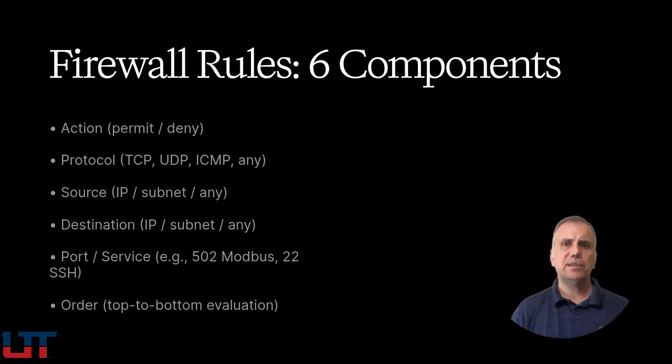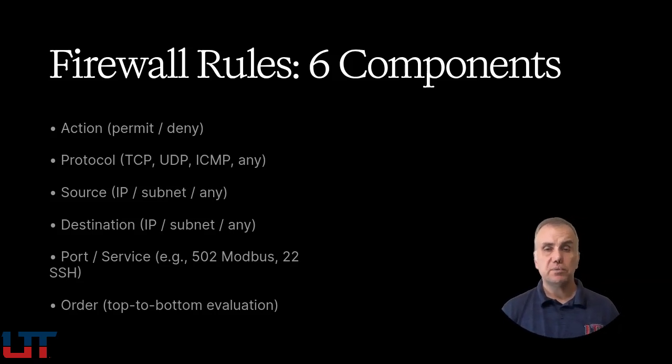A firewall rule has 6 components, and every rule in every firewall uses some version of these same elements. First, we have the action, or what happens when the rule matches. Our choices are permit, allow the traffic through, or deny, block it. The protocol specifies the transport protocol, TCP, UDP, ICMP, or sometimes any for rules that apply regardless of protocol.